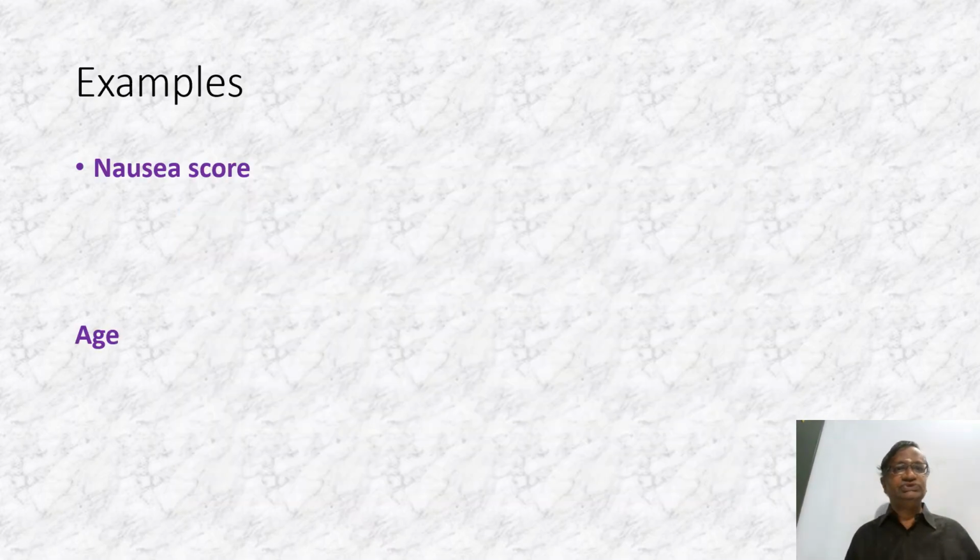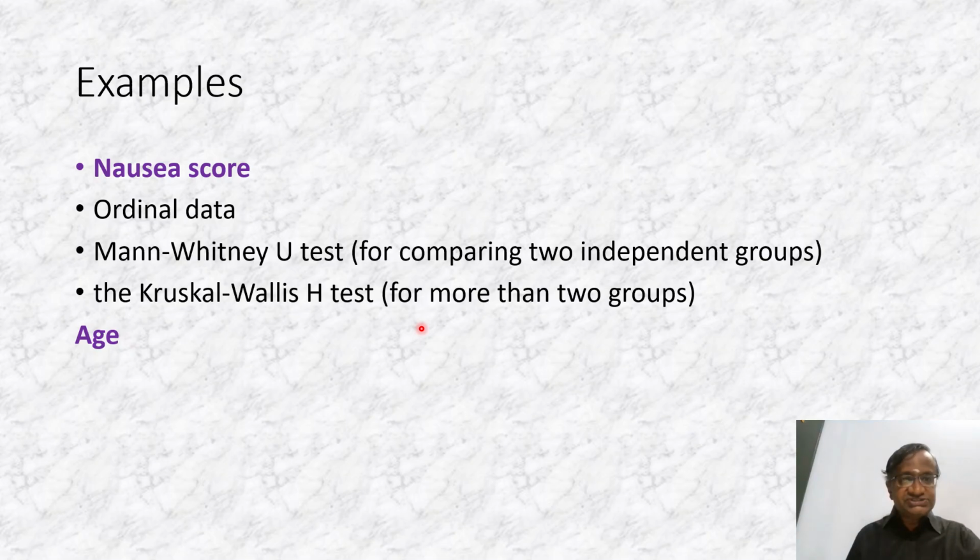Now an example is nausea score. What is nausea score? It is a ranking: 1, 2, 3, 4, 5. Ordinal data. It is not nominal data like yes or no, male, female. Ordinal data. What is the test to be used? Mann-Whitney test or Kruskal-Wallis.